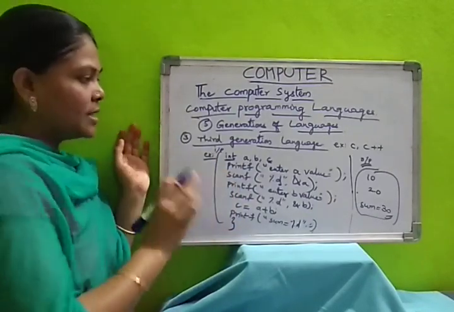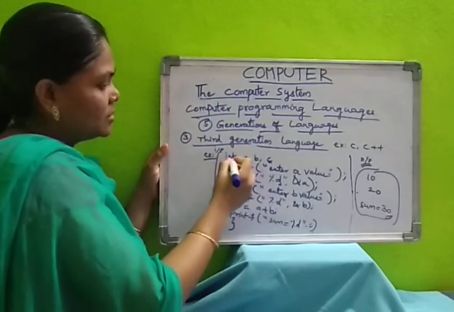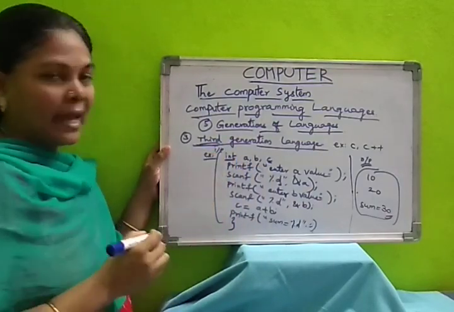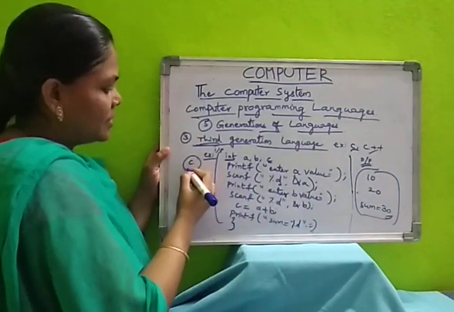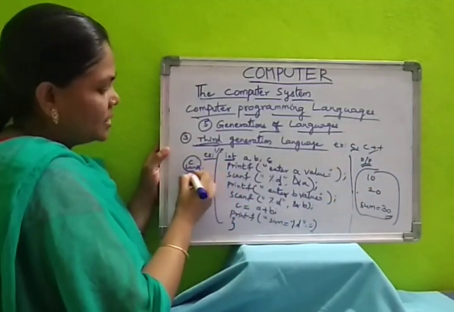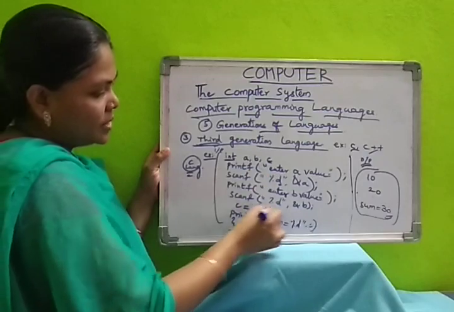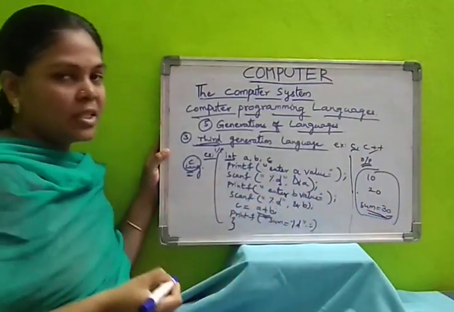Okay. So for example, I explained this is the third generation language. Examples are C and C++. I gave one C language example. So like this we can add two numbers and we can display the sum on the screen.